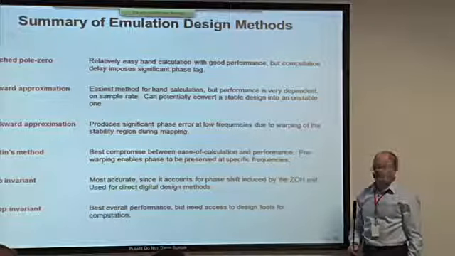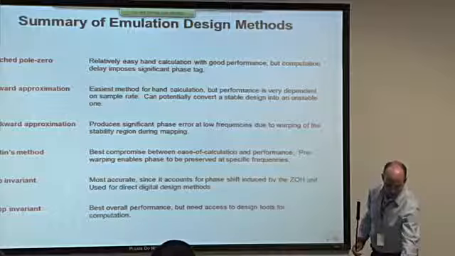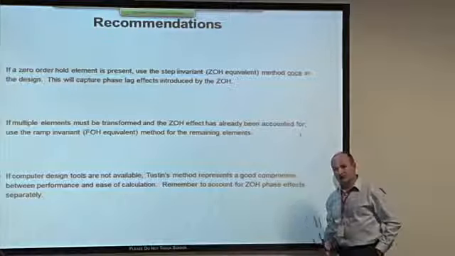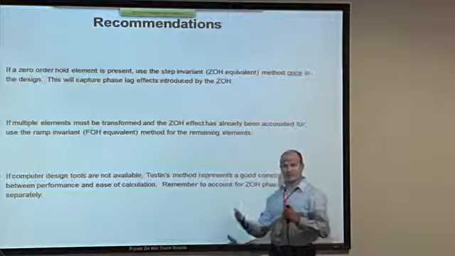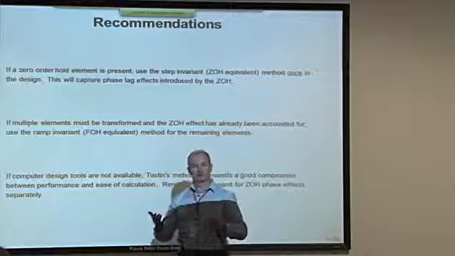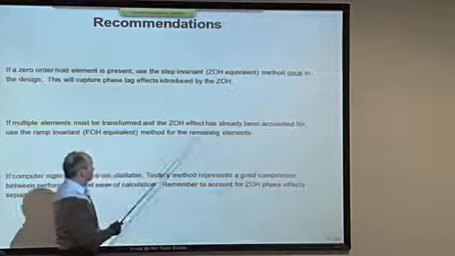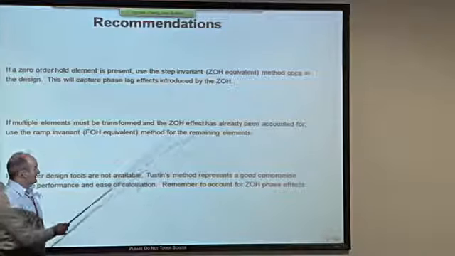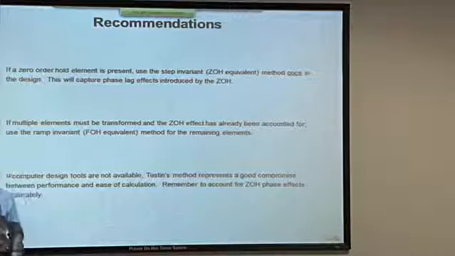There's a text summary of the different methods, their relative benefits and drawbacks, and I want to make some recommendations to you. The one that you should use, if you can, is the zero order hold equivalent method, because it captures the phase lag which is present when you put a zero order hold in your system, and you will have one. Now, if you've already accounted for that zero order hold by some means, then use the first order hold method, first order hold equivalent or ramp invariant method, because it gives the best phase approximation.